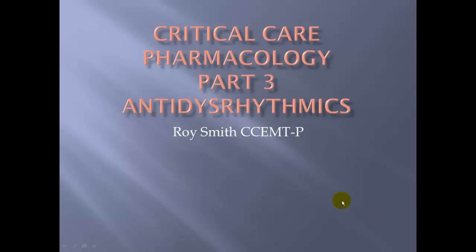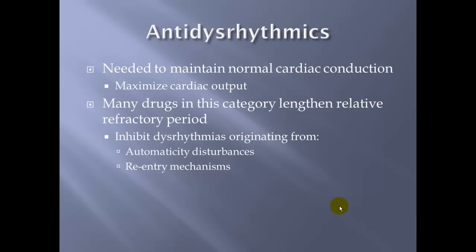Alright, this is going to be Critical Care Pharmacology Part 3, Antidysrhythmics. Antidysrhythmics are something that we use to maintain normal cardiac conduction and the pathways to maximize cardiac output. Many drugs in this category lengthen the relative refractory periods, which retards what the heart's trying to do. Automaticity disturbances and reentry mechanisms would be two examples of these.